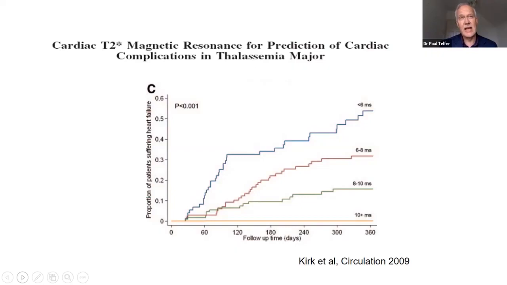In fact, any myocardial iron would be an indicator that there's a need to concentrate on reducing and getting rid of the myocardial iron. And there are various chelating regimes that might be used to do this, which I won't talk about today. This will be covered in another talk.